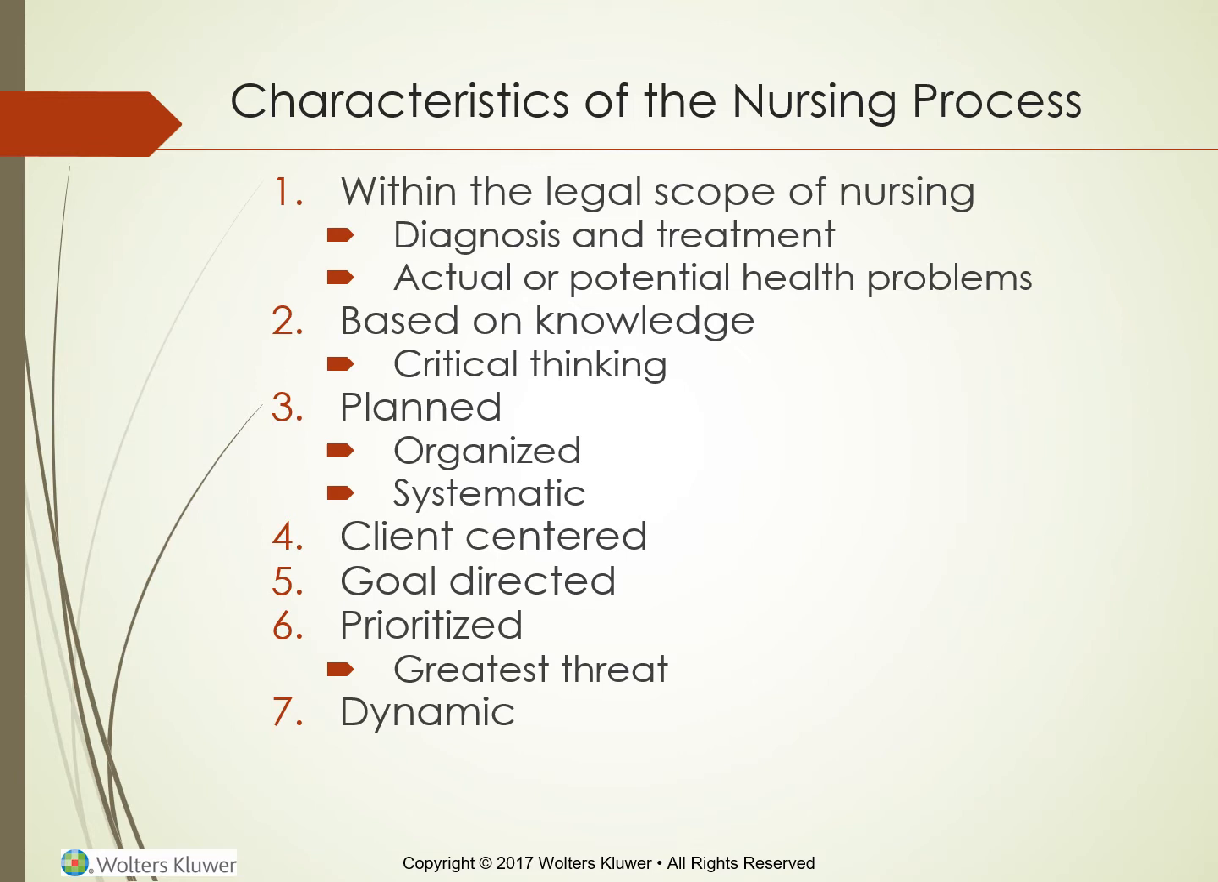Characteristics of the nursing process. 1. Within the legal scope of nursing, we have diagnosis and treatment of actual or potential health problems. 2. Based on knowledge, based on critical thinking. 3. It's planned, organized, and systematic. 4. It's client-centered. 5. It's goal-directed. 6. It's prioritized with the greatest threat first. And 7. It's dynamic, meaning ever-changing and updated.